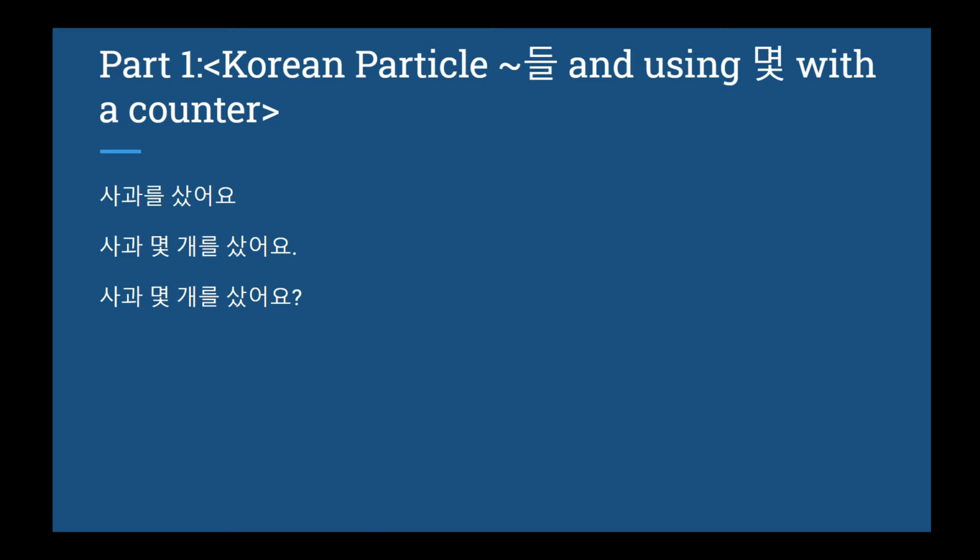What you cannot do though is the following. 사과들을 샀어요. You can't add 들 to sagwa, since 들 only attaches to people. Using it with apples or oranges or inanimate objects in general sounds really weird. You could use it like this. 학생들이 안 갔어요. The students didn't go. Here, 학생 is a person, so adding 들 is acceptable.